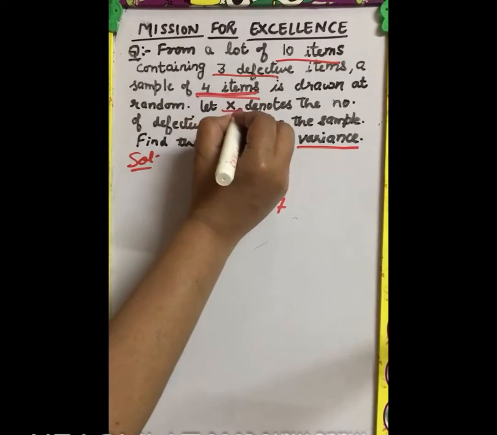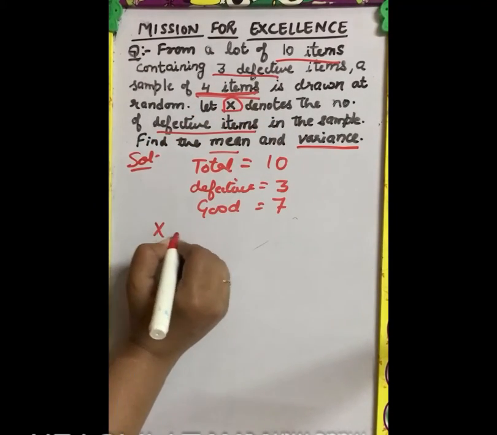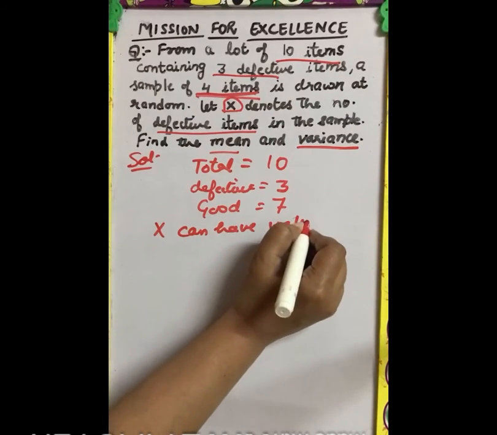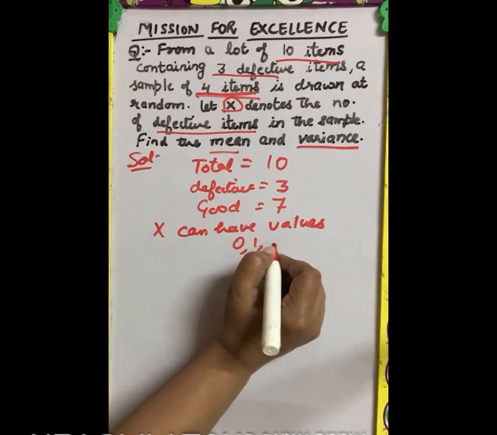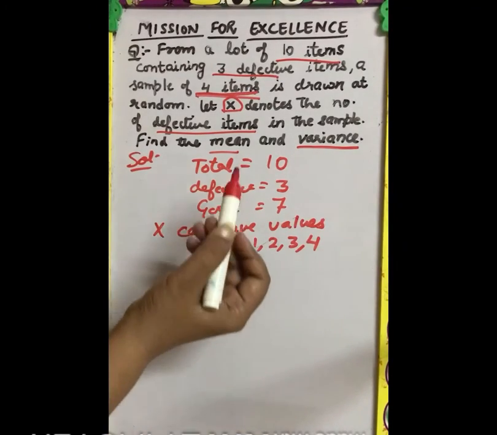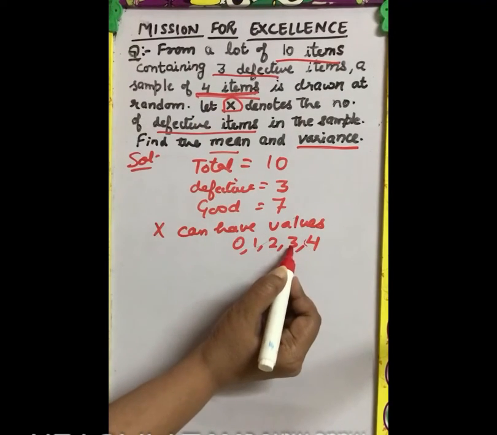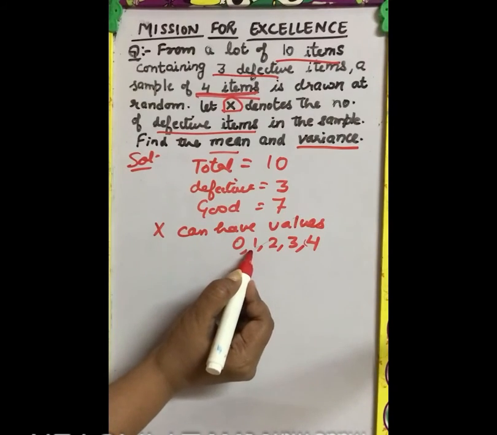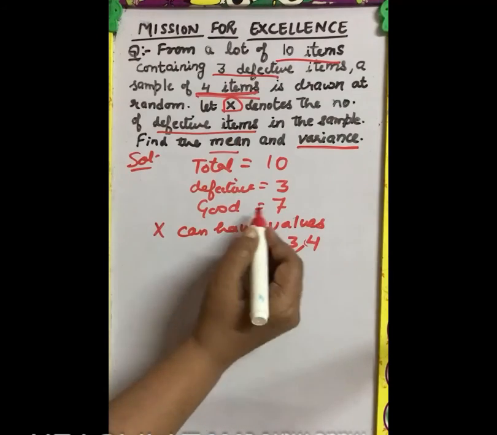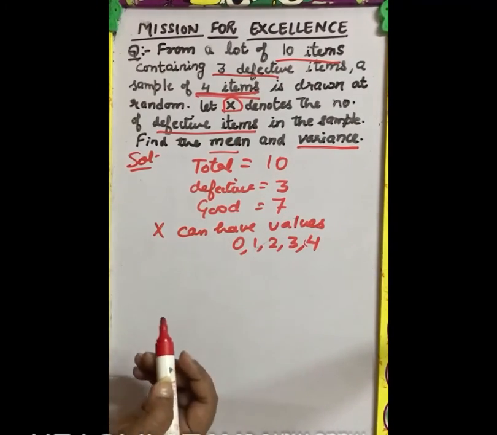The question says X denotes the number of defective items. So X can have values 0, 1, 2, 3 and 4, because we may have all 4 items defective, 3 defective, 2 defective, 1 defective or 0 defective, since X denotes the number of defective items. So these are the possibilities. Now let us calculate the probability of each and every case one by one.